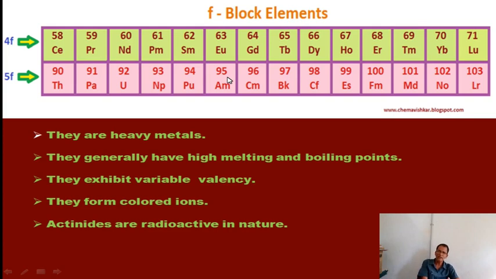F block is mainly divided into 2 parts. It is placed below the periodic table. The first period is called lanthanoids, and the second one is actinoids. As for their properties, they are heavy, even heavier than tungsten metal. They are very heavy. They have high melting and boiling points. They also show variable valency. They also produce colored compounds.